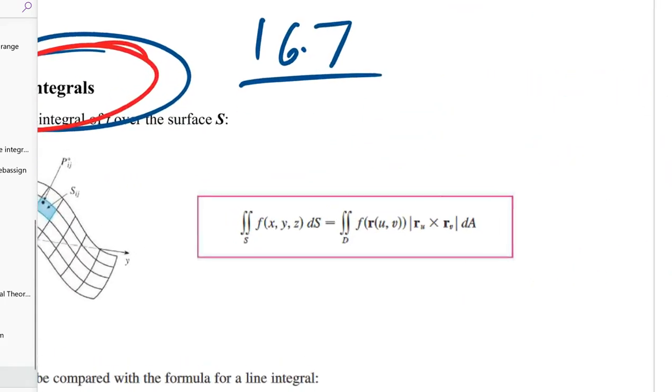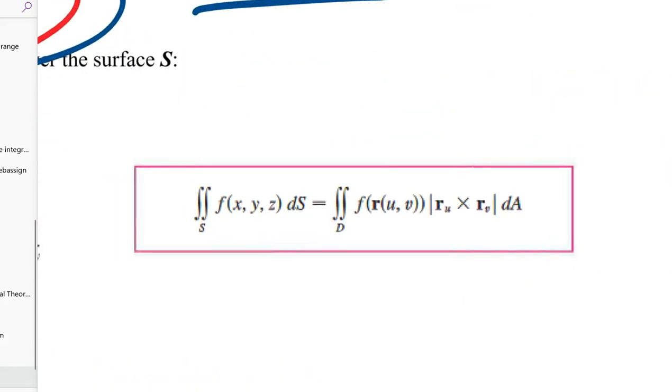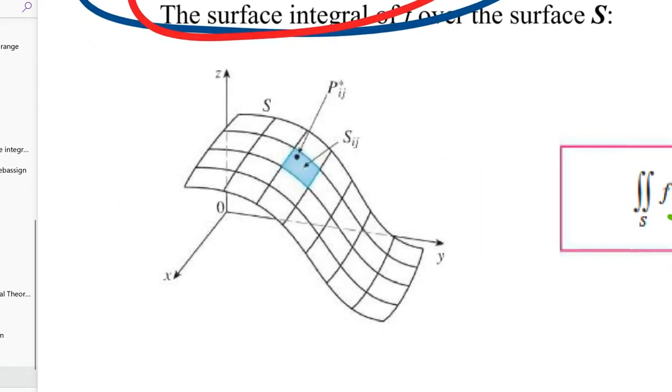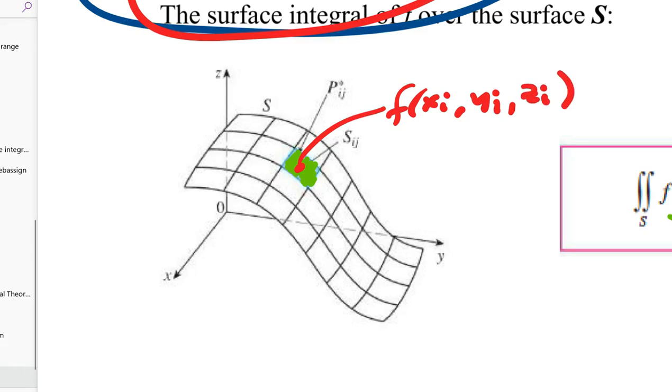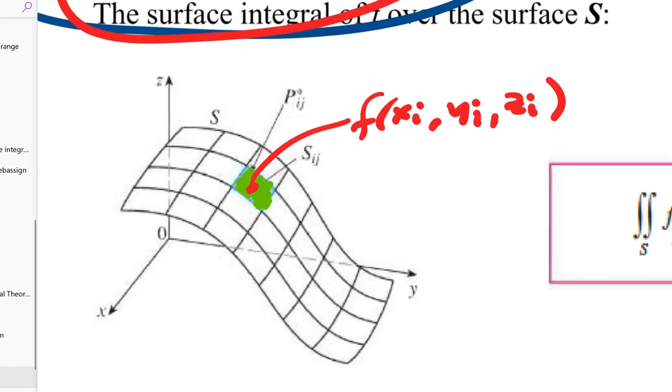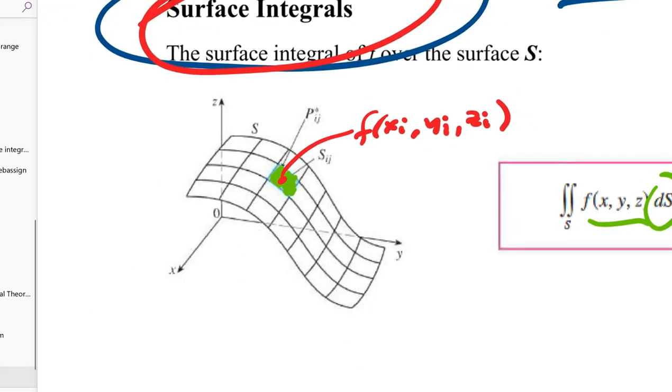Now, a surface integral is kind of the same idea. You have your same old function f of x, y, z. This capital dS now, though, is a little piece of your surface. You take a representative function value there, f of xi, yi, zi, for example. You multiply that times your piece of the surface, add all those up, and that'll be your surface area.